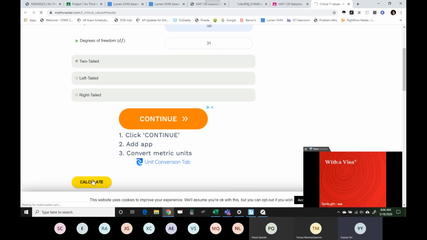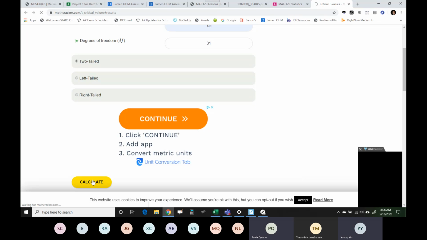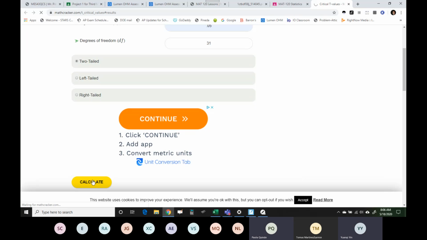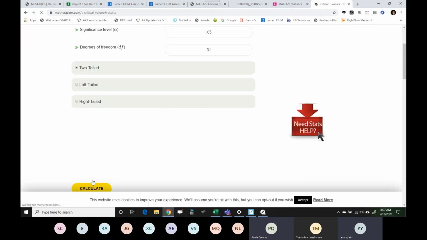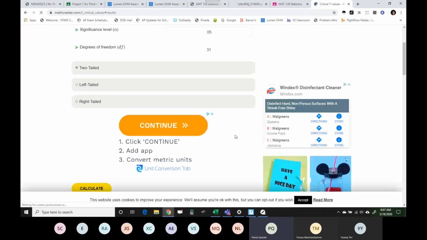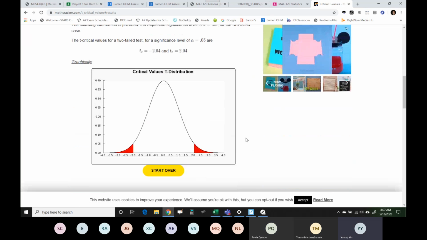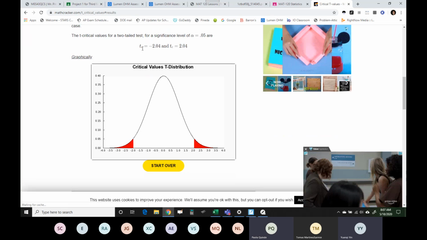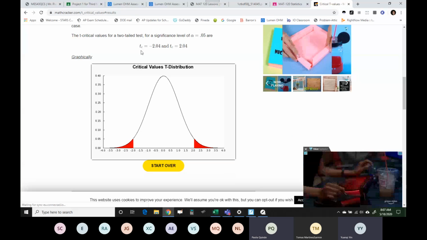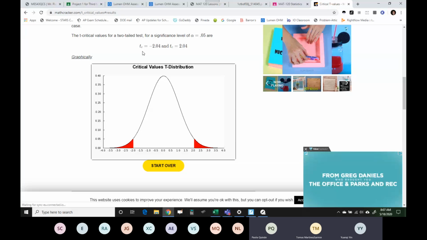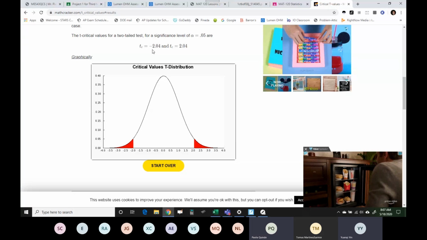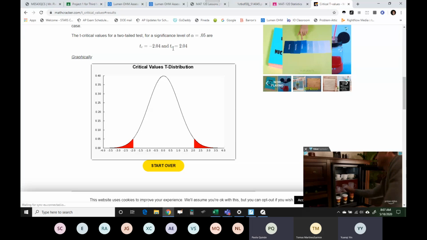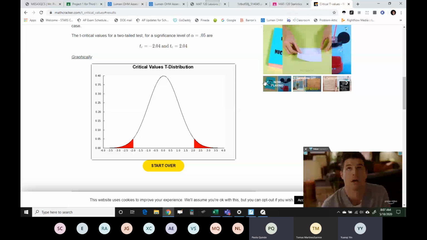Oh, first commercial. Now, what is this going to show you? If we look at the picture that this website gives you, it's a picture with 2 tails, right? And there you go. This is the tail. So what is the T critical value? They call it T of C. We call it T of alpha divided by 2. It doesn't really matter what you call it. It's negative 2.04.